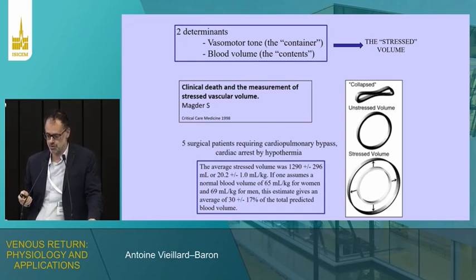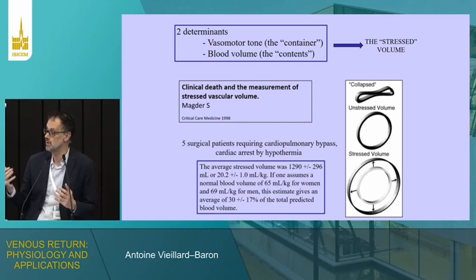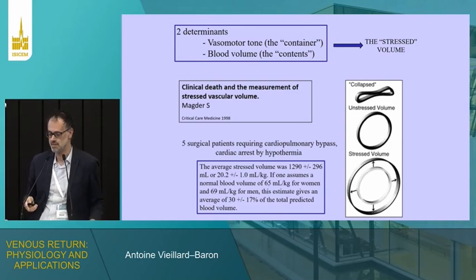And just to show you the normal value of the stressed volume, it was reported in this study around 30% of the total predicted blood volume. So it means that 70% does not generate any pressure and does not count to promote the systemic venous return. This is just a reservoir of blood, but which does not generate any pressure and any systemic venous return.